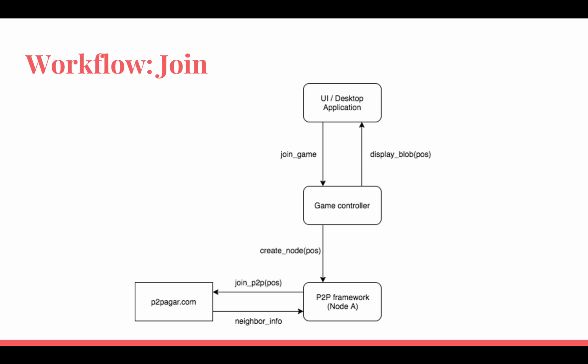So when a new user joins the game, the UI or the desktop application sends a join game request to the game controller. The game controller creates a new node with a random position, which it sends to the P2P framework of node A, and this framework goes to a pre-existing website, in our case p2pagar.com, and it sends a join P2P request along with the new position. It also gets back all of the information about all of the neighbors which the new node is going to have, and after that the blob is displayed and the user can start playing.